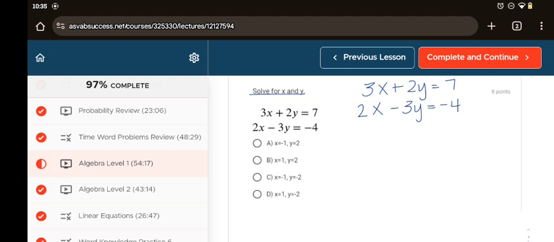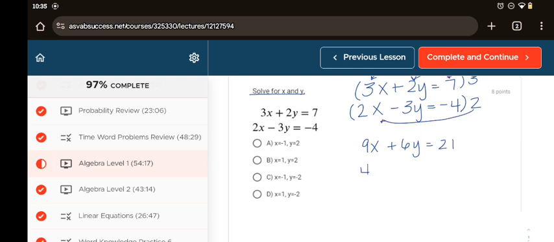So I'm going to treat them like we do with fractions and multiply them by each other. I'm going to multiply the first equation by 3, which is this number here, and the second equation by 2, which is this number here. When I do that, they'll become the same. So I multiply everything by 3. 3 times 3x is 9x. 3 times positive 2y is positive 6y, equals 3 times 7, which is 21.